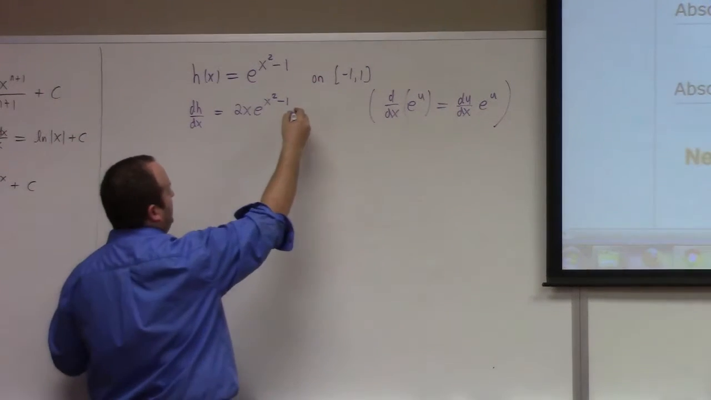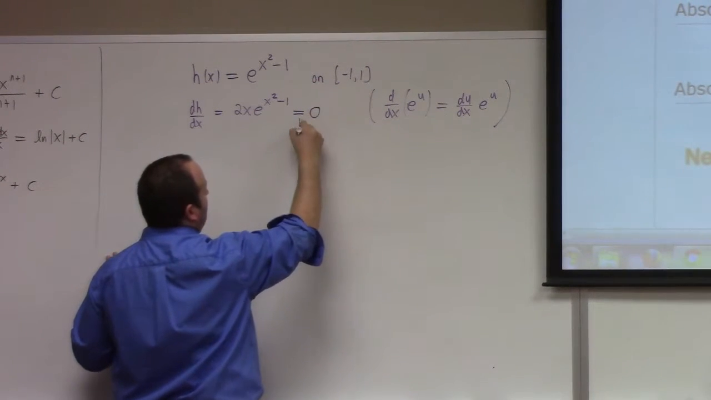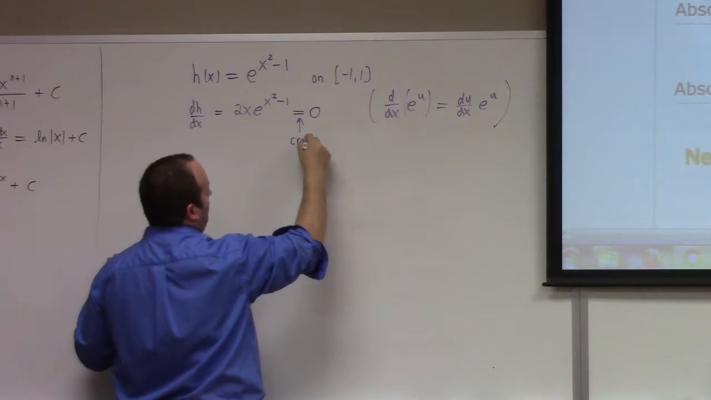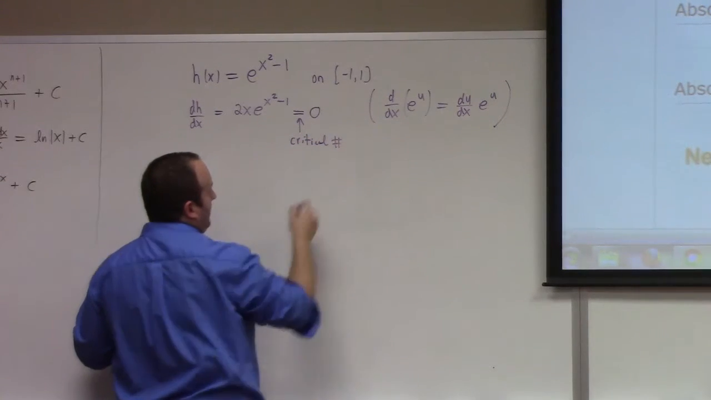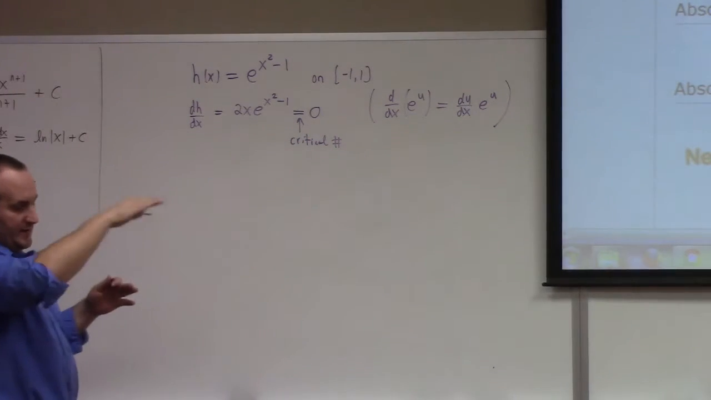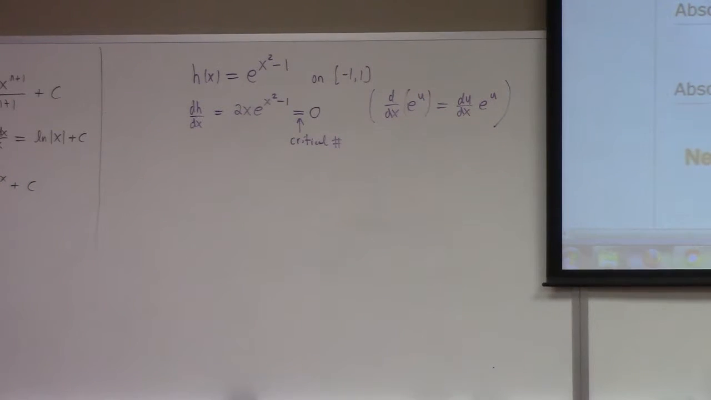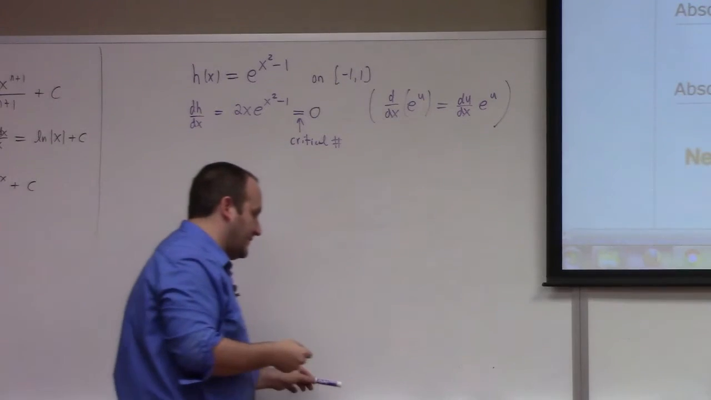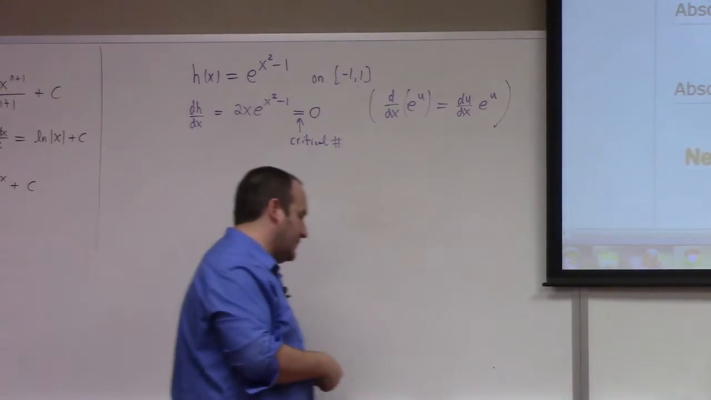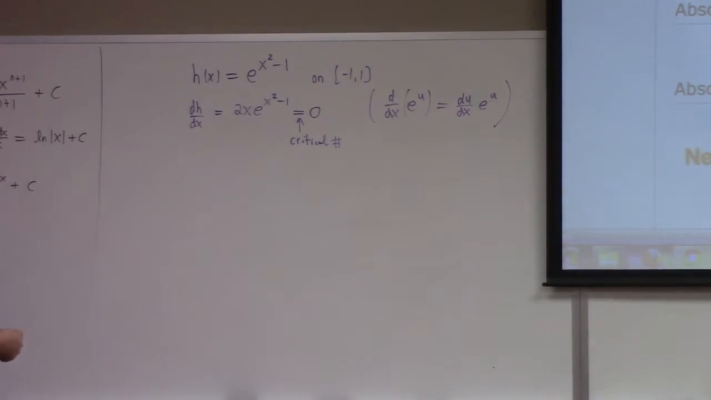Now, if this is equal to 0, that's the condition we need for a critical number, right? A place where they have a horizontal tangent. There's no places where the derivative doesn't exist here because this function is differentiable everywhere, so we don't have to worry about places where the derivative doesn't exist. That's not an issue. In fact, that's almost never an issue for your problems.